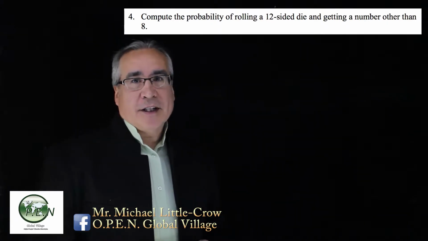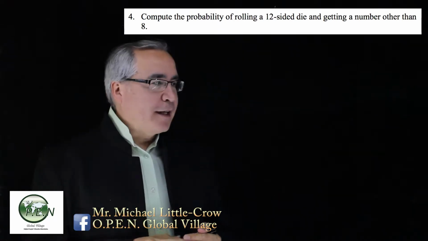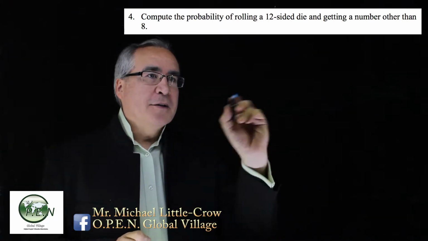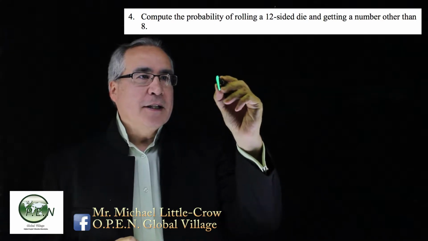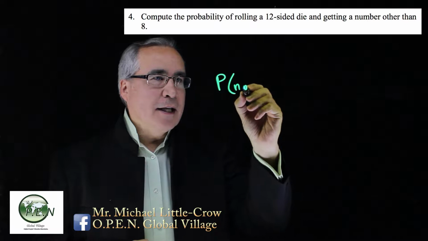Anyway, if there was a 12-sided die, what would it look like? 12 sides, numbers 1 through 12. That's what we're going to have to assume. So now we want to find the probability that we get something that is not an 8.